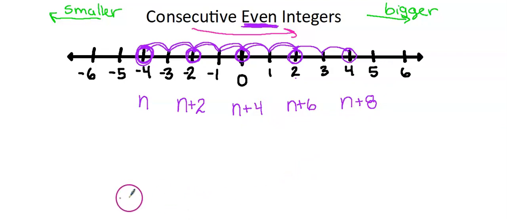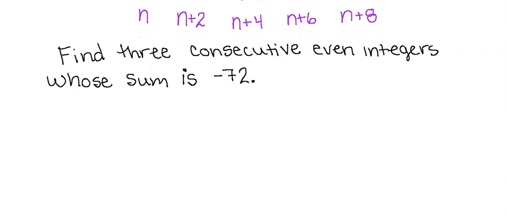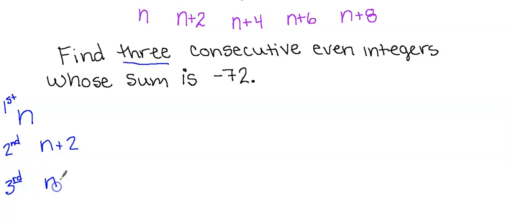Let's look at an example. Find 3 consecutive even integers whose sum is negative 72. We will follow the same process we did for our consecutive integers. So we know we need 3 of them. My first one is always n. For even integers, I count by 2's. That's my first one. My second one will be n plus 2. And my third will be n plus 4, counting up by 2's.